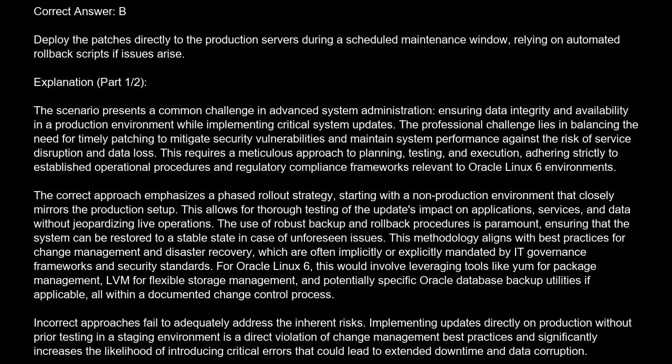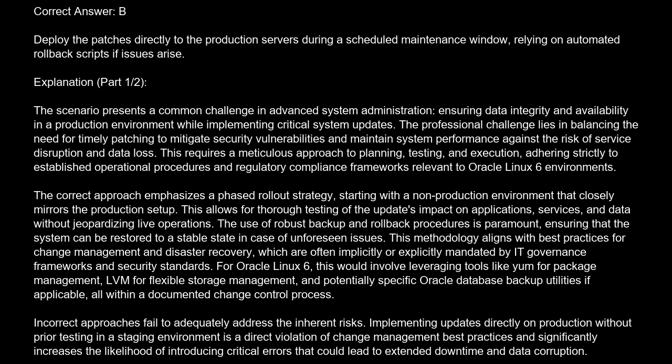The correct answer is B. Deploy the patches directly to the production servers during a scheduled maintenance window, relying on automated rollback scripts if issues arise. Explanation. The scenario presents a common challenge in advanced system administration, ensuring data integrity and availability in a production environment while implementing critical system updates.